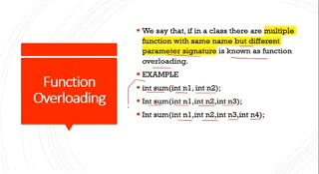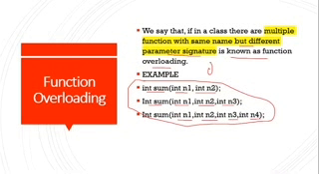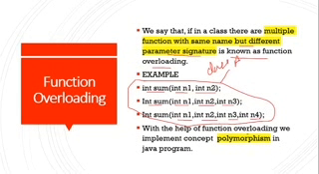If these three functions are in the same class, suppose that class is class A, and inside this class these three functions are there, this will be called function overloading. Function overloading helps in polymorphism. If you use polymorphism in a Java program, you will use function overloading. With the help of function overloading, we implement the concept of polymorphism in the Java program.